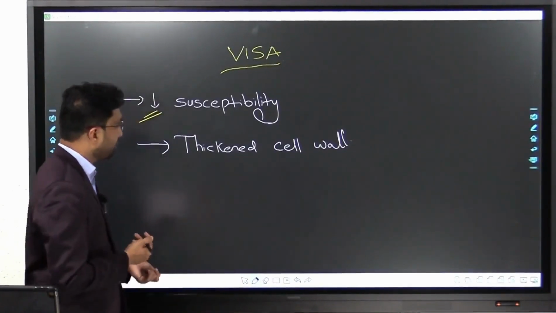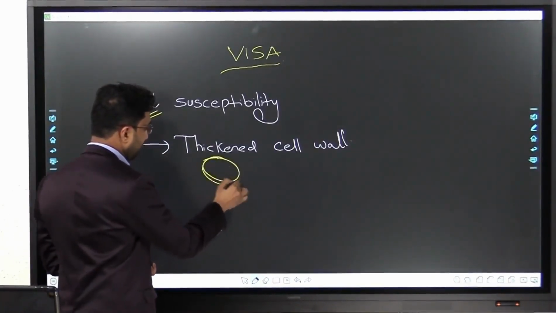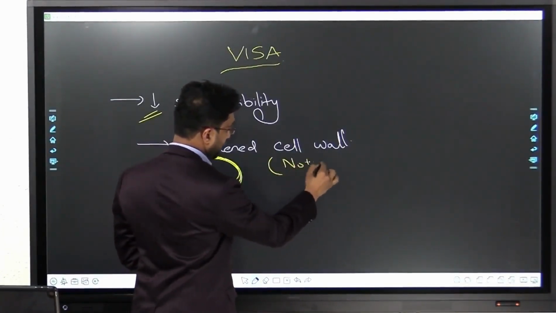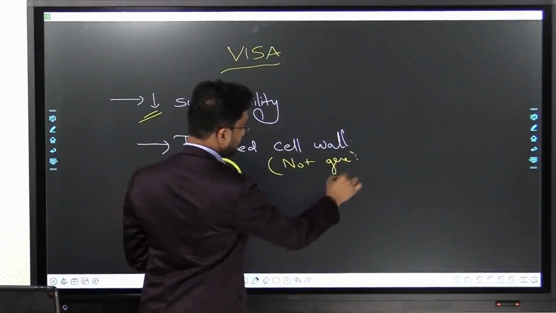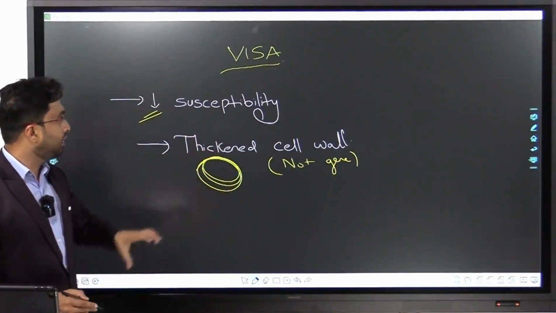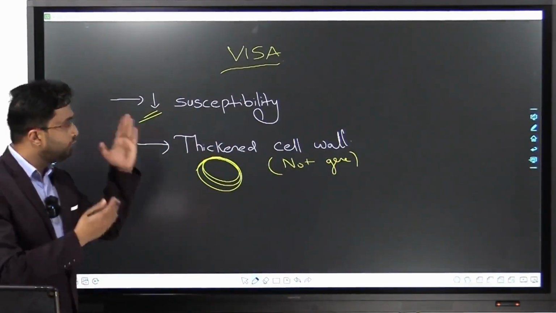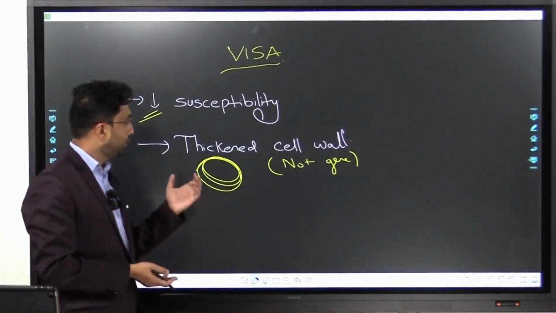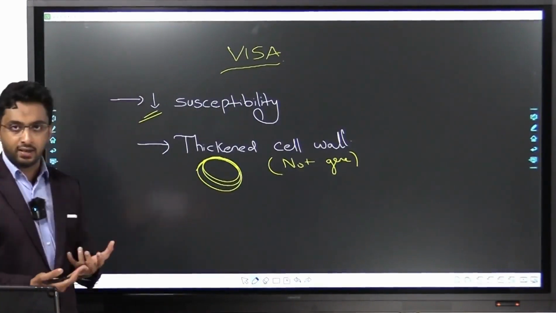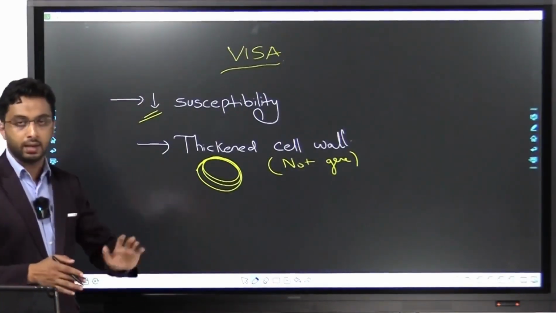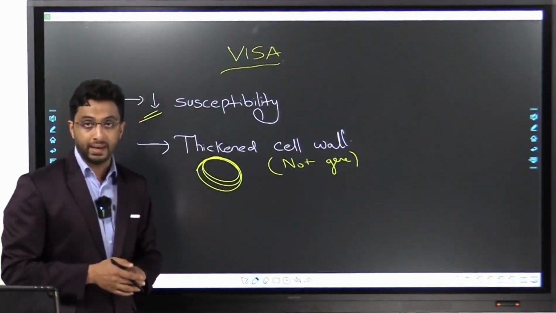This is because of a thickening of the cell wall, and not due to any problem with a gene. There is no gene transfer or anything like what we saw previously. It is just a thickening of the cell wall. So they can ask you, VISA is due to thickening of the cell wall. And what is seen? Is resistance seen? No, decreased susceptibility to vancomycin is seen.